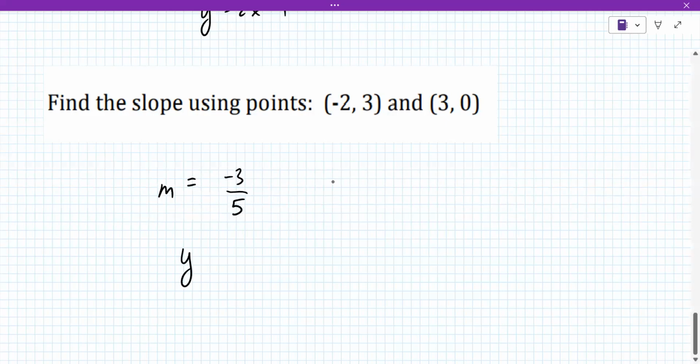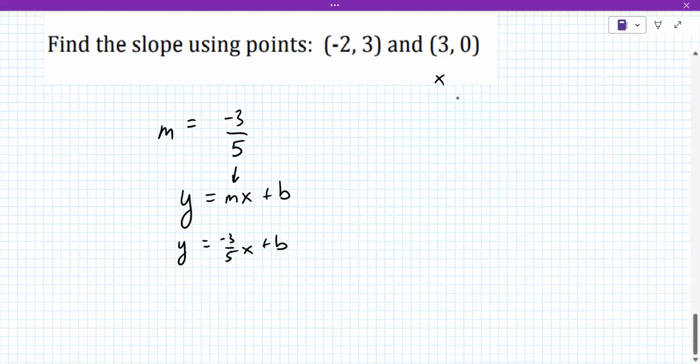So then you write y equals mx plus b, and you put -3/5 in there. So y equals minus 3/5 x plus b. This time you use either point. I would recommend using the one with the 0 in it because I think that's going to be slightly easier. That becomes your x and your y. So y equals 0. That's right.